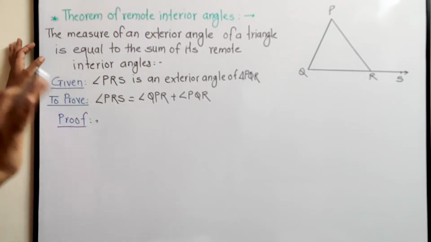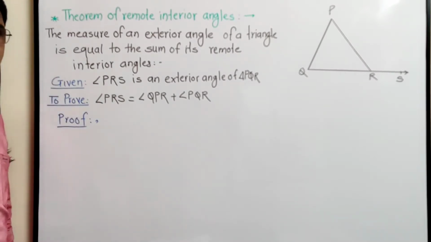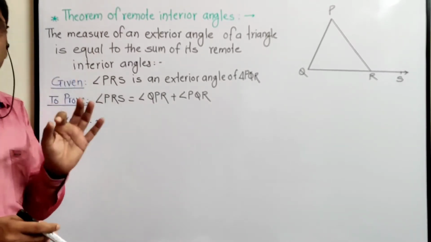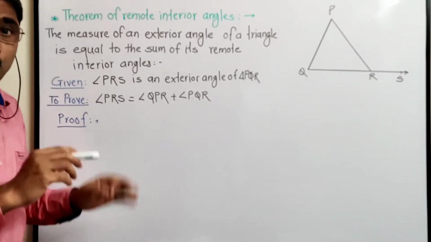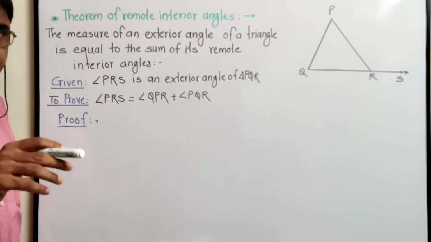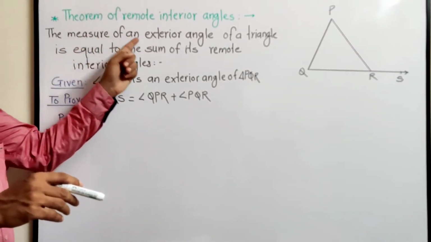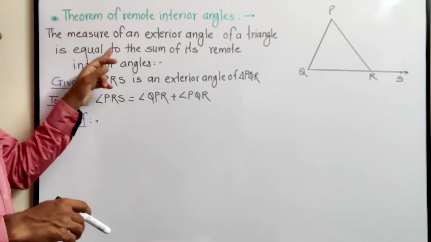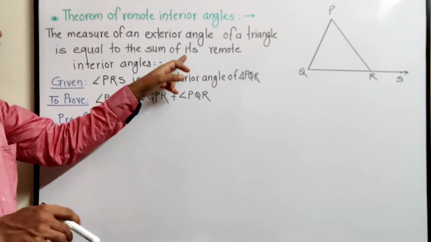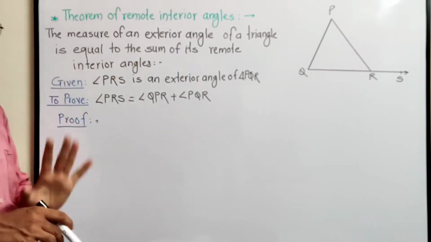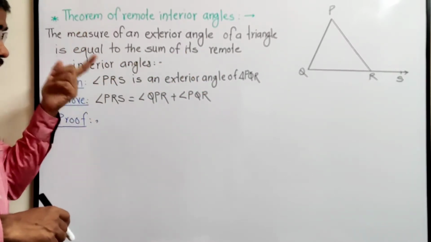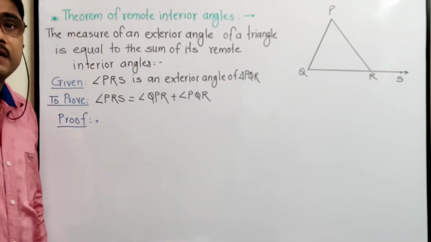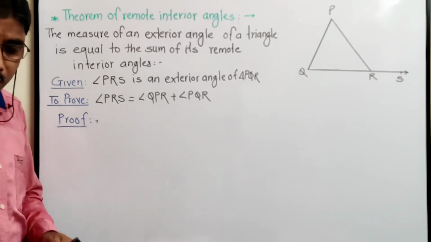What is the statement of that theorem? In every theorem, the first point is important. Remember the statement. Because in exam only statement will be there. Prove that or show that the measure of an exterior angle of a triangle is equal to the sum of its remote interior angles. So using this, first thing we have to draw the figure, because without figure theorem has 0 credit. So remember this point.